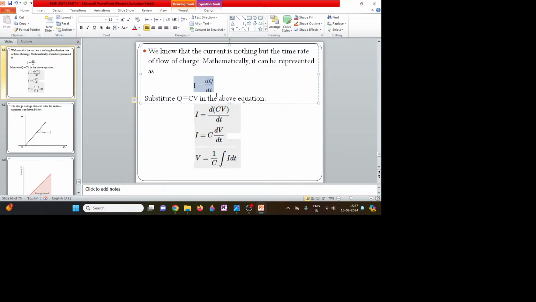And just now we have seen that q is equal to C into V. Therefore replace q by CV. So if you replace q by CV in the above equation, it will become I equal to d by dt of CV. Where C is a proportionality constant, you can bring out this C and write it aside. So you will get I equal to C into d by dt of V. Since I is equal to C into d by dt of V, if you want voltage, then V will be equal to 1 by C integral of I dt. Just note it down.